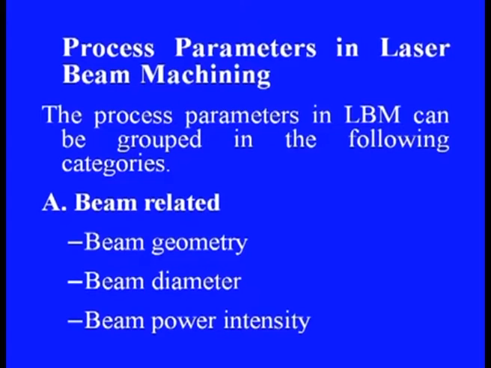Now, let us see the process parameters in laser beam machining. The process parameters in laser beam machining can be grouped in the following categories. A. Beam related parameters. These include beam geometry, beam diameter, beam power intensity. Beam diameter and beam power intensity play a very vital role in the sense that beam diameter will define how fine we will be able to cut on the workpiece, and beam power intensity will dictate how intensely we can apply the laser power on the workpiece, how deep we can go with that power intensity and how fast we can cut.